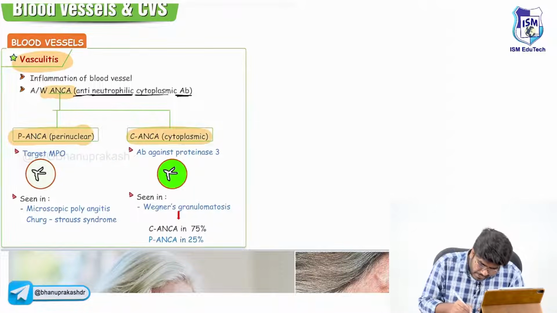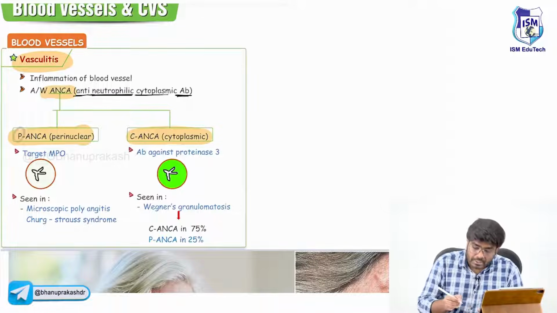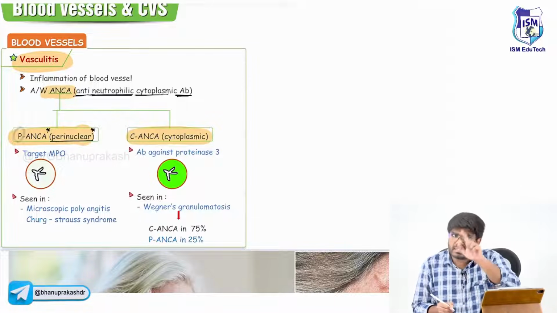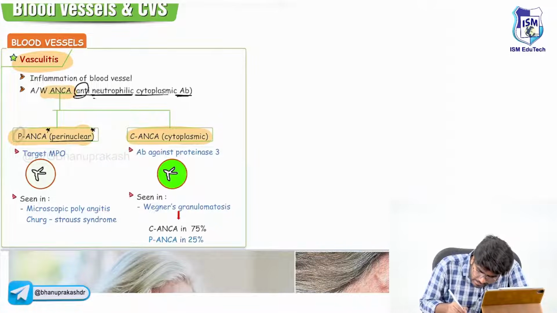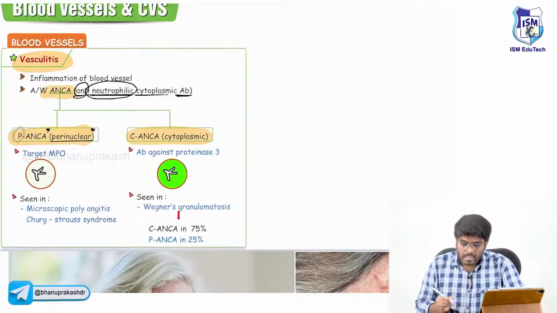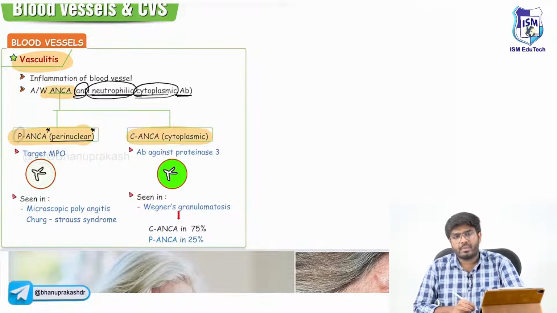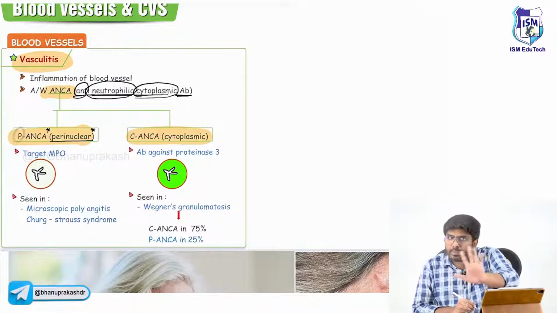Now what exactly does P ANCA stand for? P for perinuclear ANCA. It means antibodies are produced against what? Against the neutrophil. See the name, anti-neutrophilic. Where are the antibodies going? Antibodies are going and attacking the cytoplasm. Anti-neutrophilic cytoplasmic antibody.